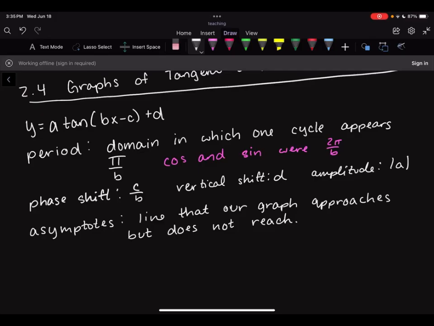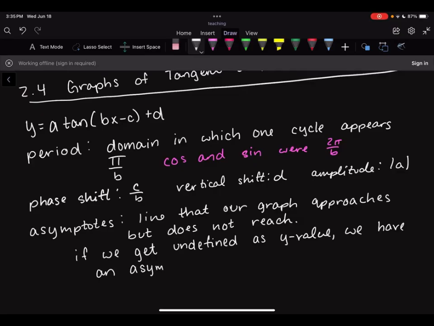And the reason that you have asymptotes is because sometimes there's going to be y values that you're going to see undefined. So if we get undefined as a y value, we have an asymptote. Also remember that they are drawn as dotted lines on our graph.